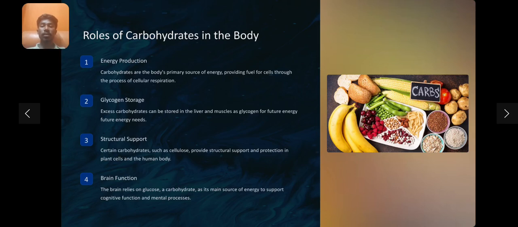Third, structural support. Certain carbohydrates such as cellulose provide structural support and protection in plants. Fourth, brain function. The brain relies on glucose from carbohydrates as its main source of energy to support functions and mental processes.